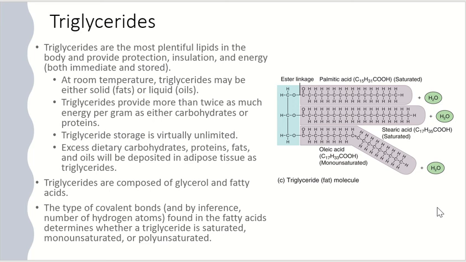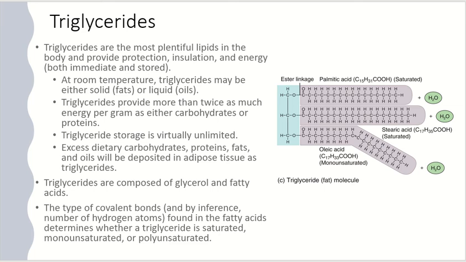So excess dietary carbohydrates, proteins, fats, and oils, etc., are then going to be deposited in those adipose tissues as triglycerides. In graduate school, one of my professors used to say that carbohydrates will make you fat, but fats won't make you sweet. So basically, these carbohydrates, proteins, etc., can all be converted into triglycerides. But triglycerides can never go the other way and be stored or used as carbohydrates.